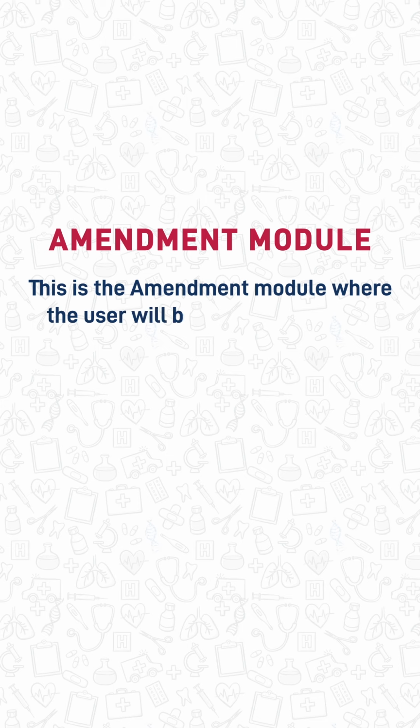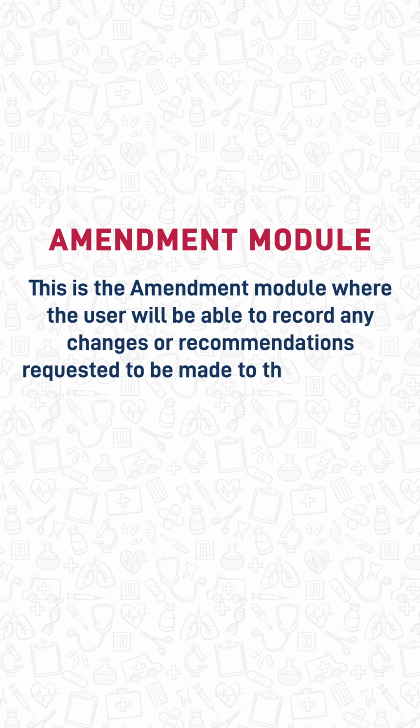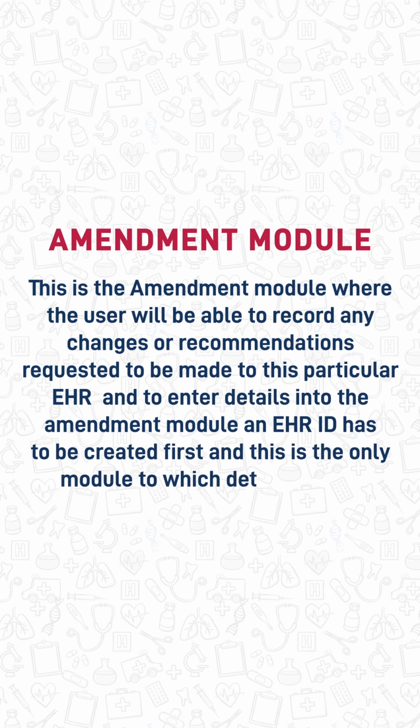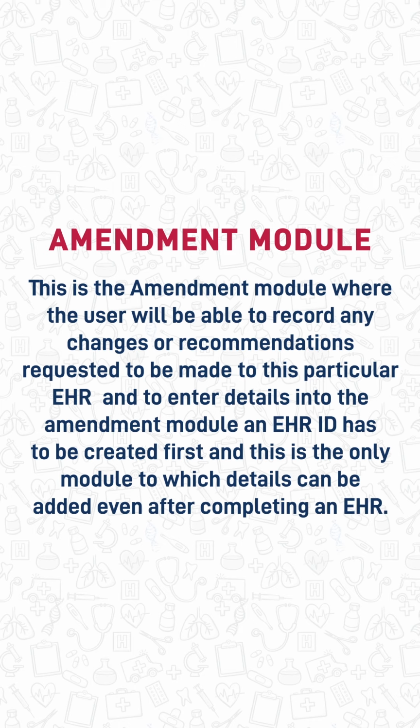Amendment module. This is the amendment module where the user will be able to record any changes or recommendations requested to be made to this particular EHR, and to enter details into the amendment module, an EHR ID has to be created first, and this is the only module to which details can be added even after completing an EHR.